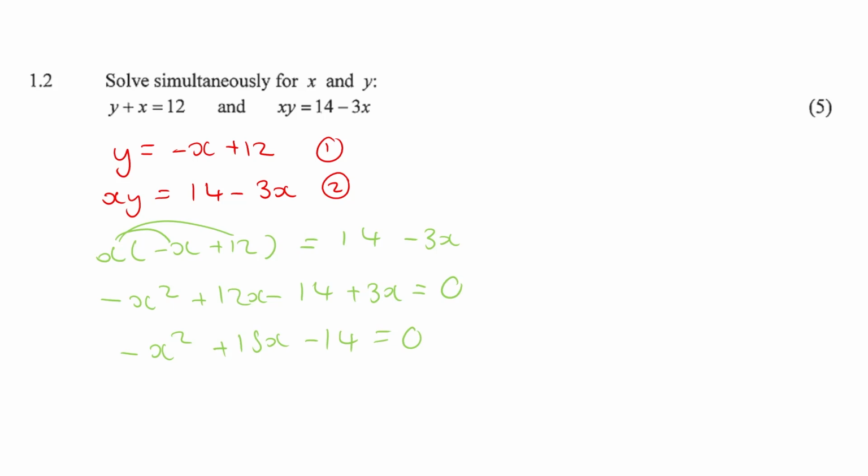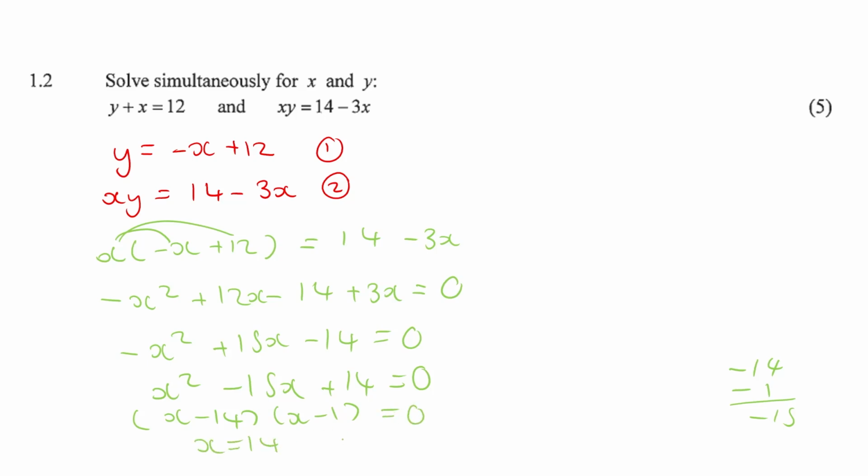So if that step is a little bit confusing, let me just break it down. We want a positive x squared here, so we are just going to divide through by negative 1. So all the signs flip. Everything here divided by negative 1, that's going to be x squared, that's going to be minus 15x, that's going to be positive 14 is equal to 0. So minus 14 and a minus 1 gives us the minus 15. Okay, so (x minus 14)(x minus 1) is equal to 0. Therefore, x is equal to 14, or x is equal to positive 1.